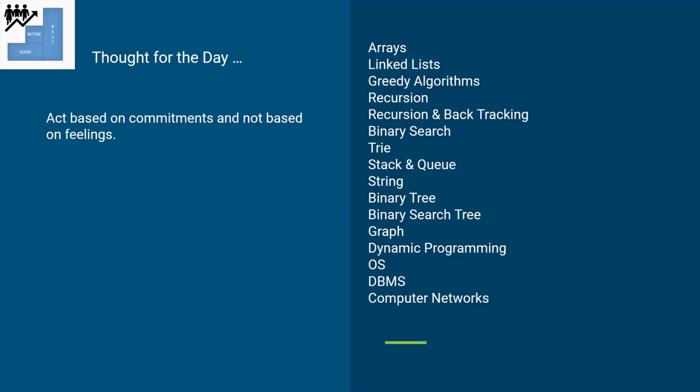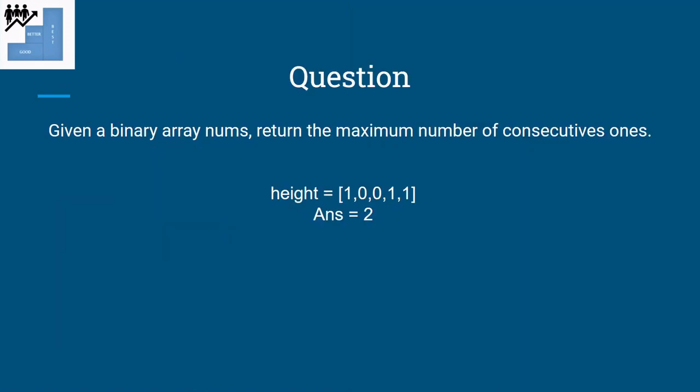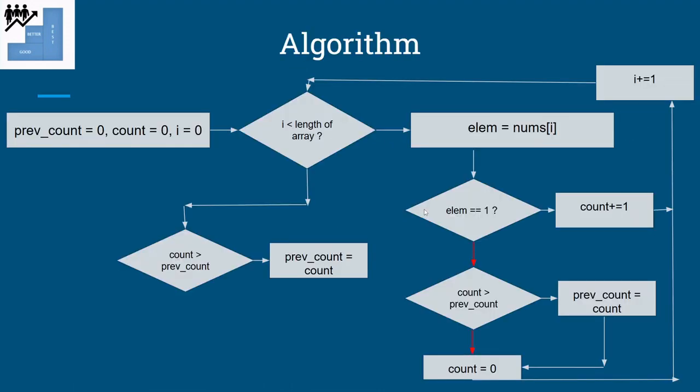So let's look at the thought of the day and let's move on to looking at the question. We are given an array and we need to find the length of the maximum consecutive ones. Here, as you can see, it is 2. So let's see how we can do it.